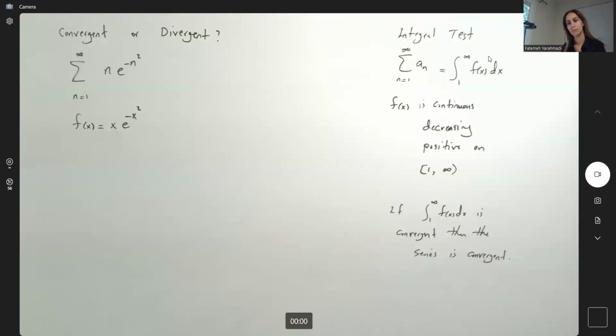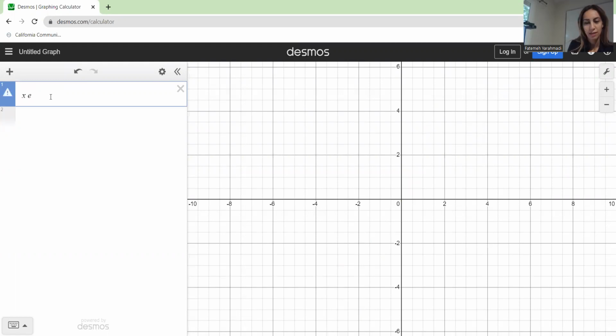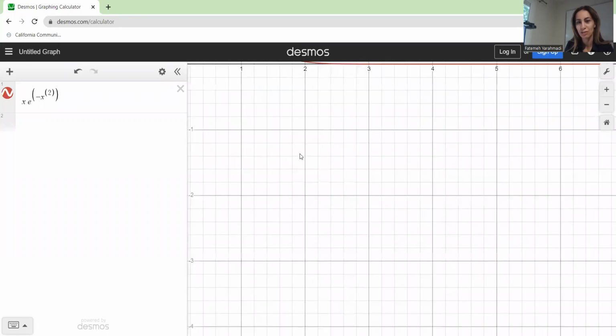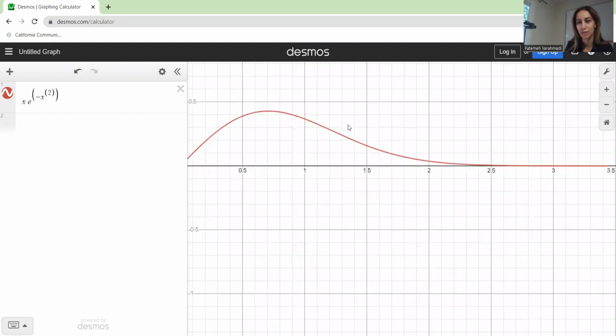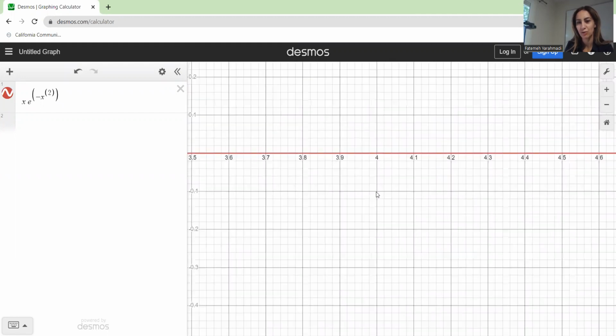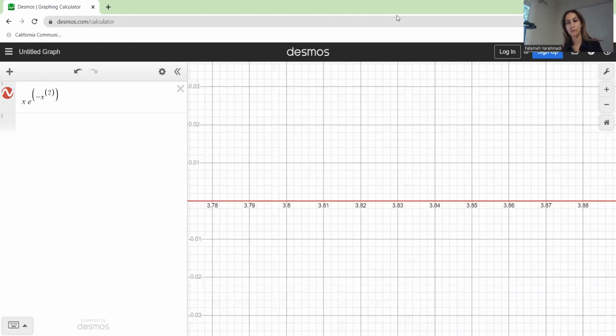Let me open up Desmos. There we go. We are on Desmos and we're going to graph x times e to the power negative x squared. This is the function that you're dealing with. Between 1 to positive infinity, as you can see, the graph is above the x-axis, in the positive part of the y-axis. It is touching, but if you zoom, you can see it's not negative. So you basically have a positive function.